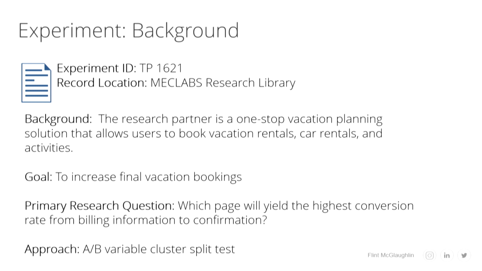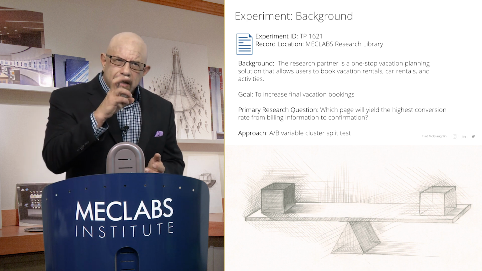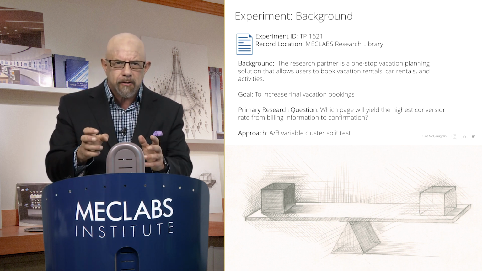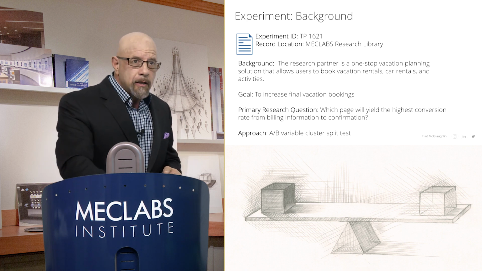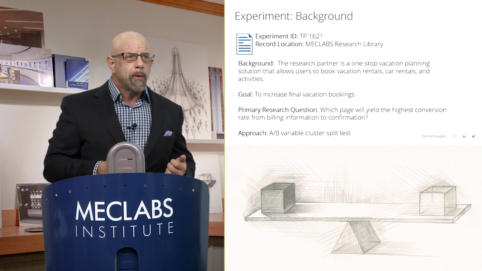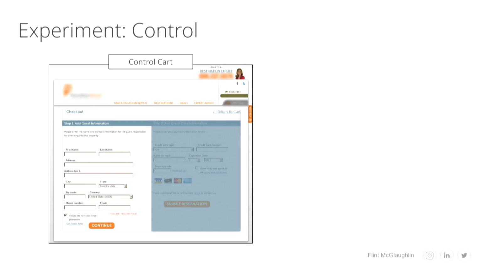Let's begin with the first one. You'll notice it's test protocol 1621, which is an important number inside of MECLABS. We've run 20,000 plus treatment tests. And 1621 is how academics can find the particular experiment and study it. And I'm drawing from it in order to help you learn something today. We want to increase vacation bookings. And we're back to that page that you looked at earlier. You'll see there's the control.